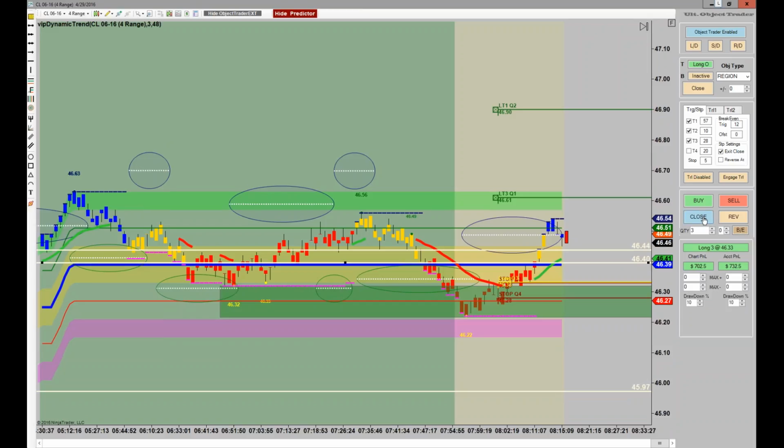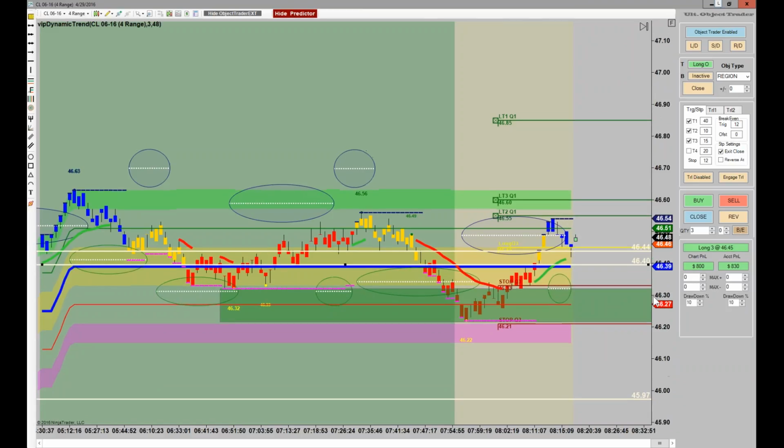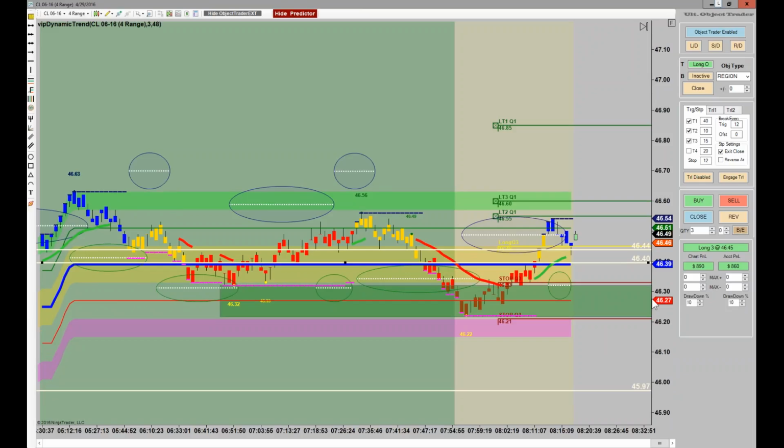Let's just pretend we don't have it and see if we can get it. That's support. It just popped above my little line. I don't want it to take out support right here. There you go. Not too shabby. Okay? See how you can tell where they're going if you just look at your charts?